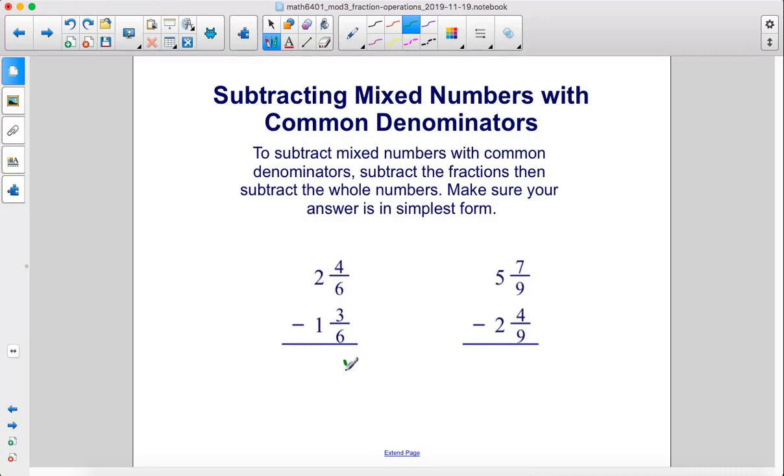4 minus 3 is 1. The denominator is 6. 2 minus 1 is 1. The answer is 1 and 1/6.